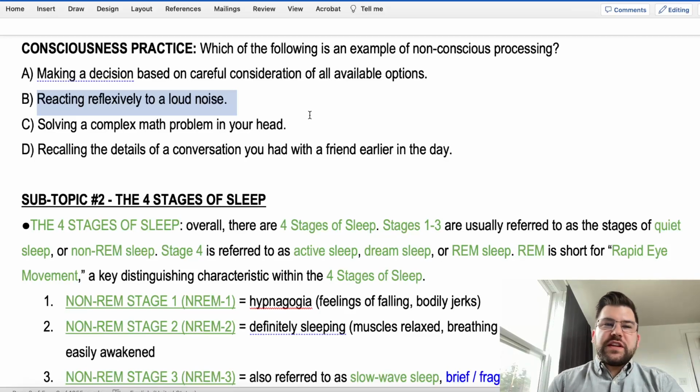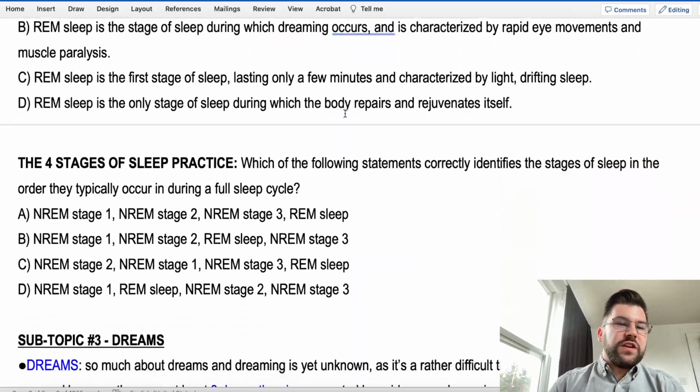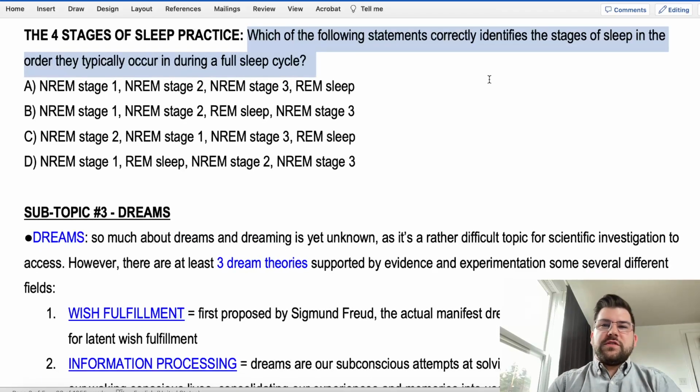Reacting reflexively to a loud noise, especially compared to these other answer options, is definitely the best example of non-conscious processing. Let's go to the next practice, which is going to be on sleep. Those 4 stages of sleep. Which of the following statements correctly identifies the stages of sleep? Remember, there are 4. In the order they typically occur in.